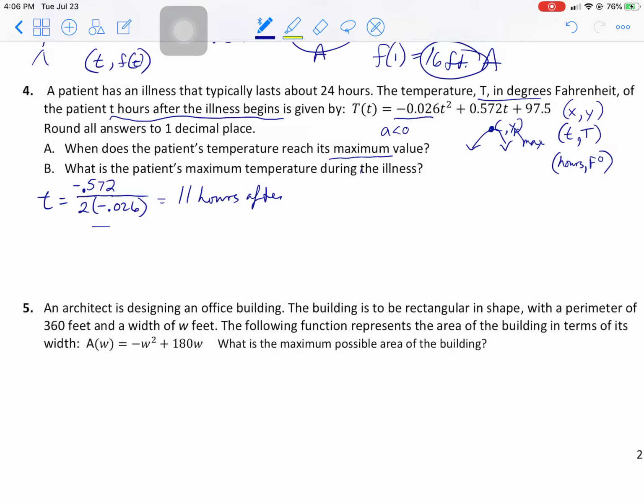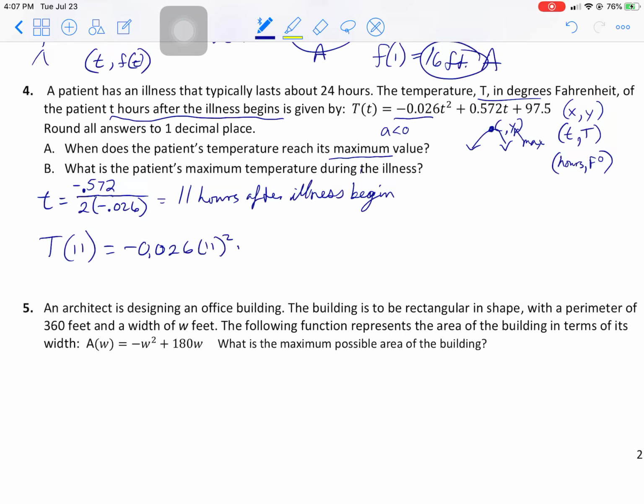11 hours after illness. So the minute people get sick, the clock starts. They get sick with this particular illness, and apparently 11 hours after the illness begins, their temperature is going to max out at, haven't calculated that part yet, but apparently it's going to happen in 11 hours. So we want to know the temperature in 11 hours. So we're going to substitute 11 in for everywhere there is an X, not an X, it's going to be a little t in this case.